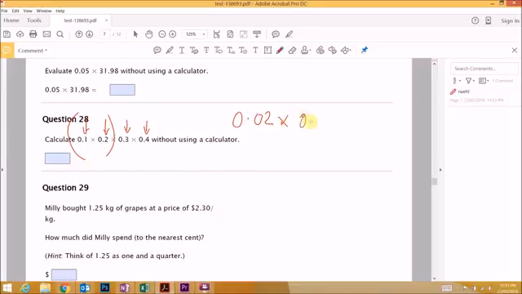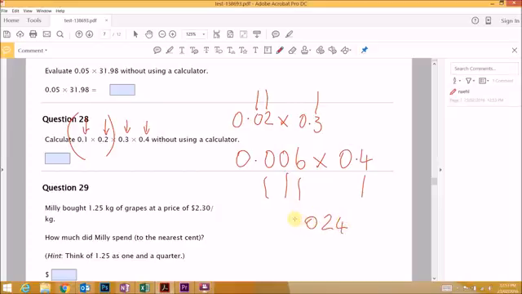We need to multiply this by 0.3. Here we have 1, 2, 3 decimal places. 2 times 3 equals 6. I need to make sure I have my 3 decimal places in there, times 0.4. This question has 1, 2, 3, 4 decimal places. 6 times 4 is 24. Put in my 4 decimal places. So that there is my answer.